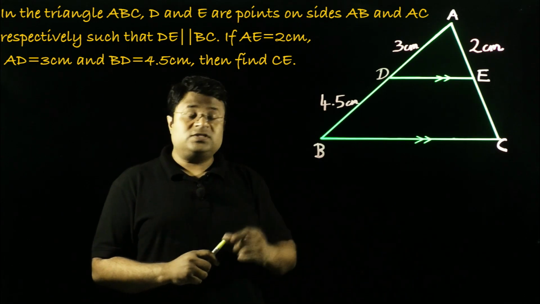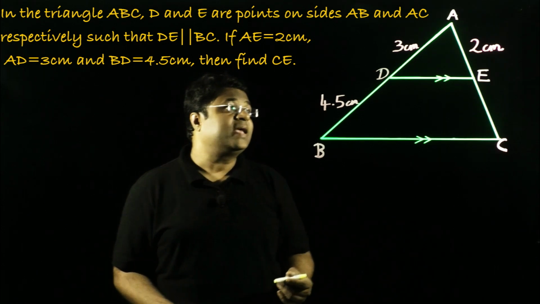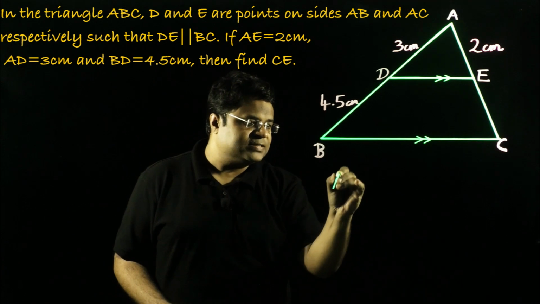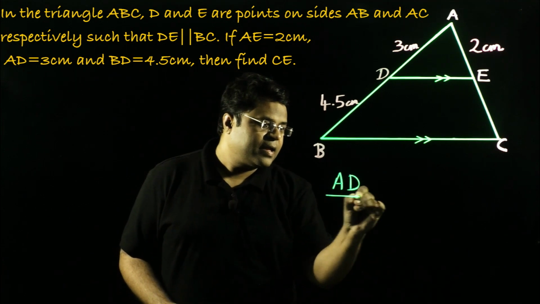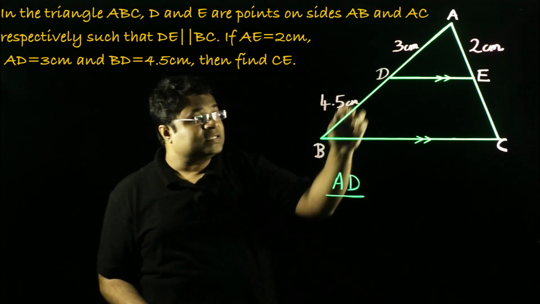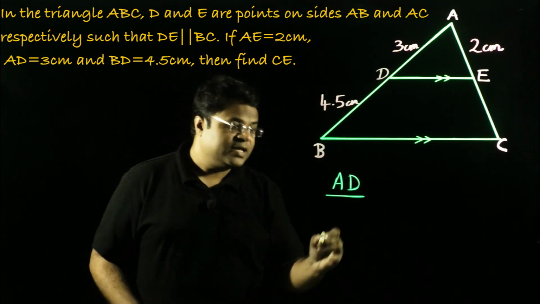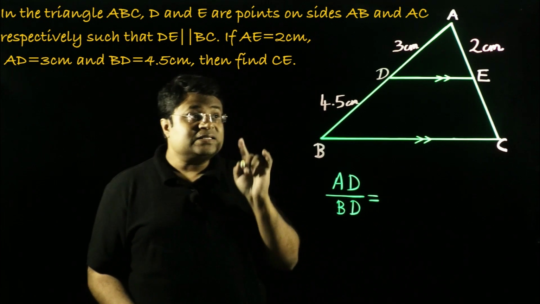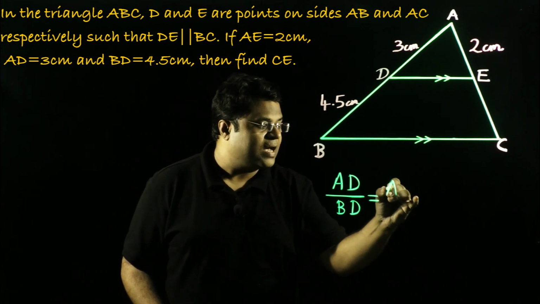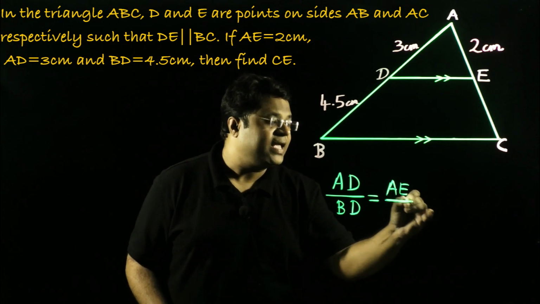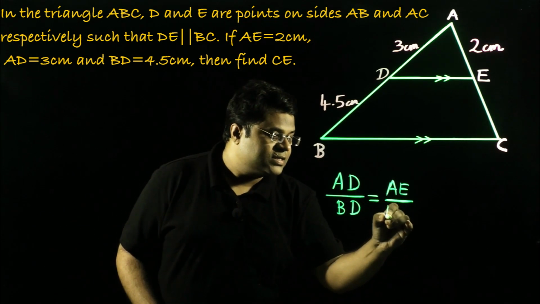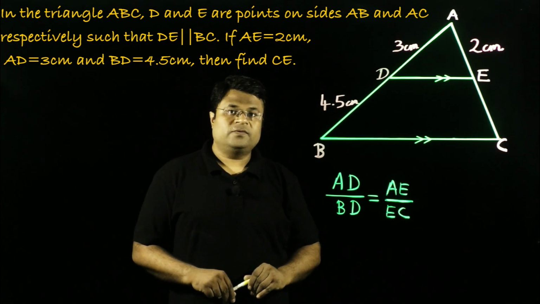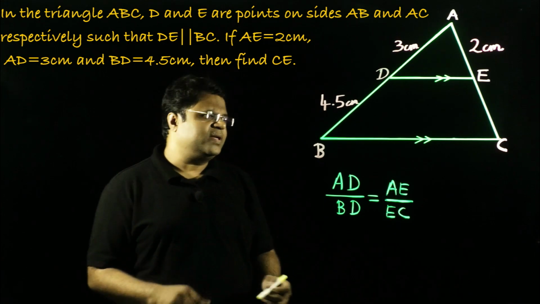So this means if we use the basic proportionality theorem, we can say that this upper segment of this side, that is AD, and the lower segment of this side, which is BD, will be in the same ratio as the upper segment on the other side, that is AE, upon the side which we want to find, that is EC. Right? Just put the values, it is very, very easy.